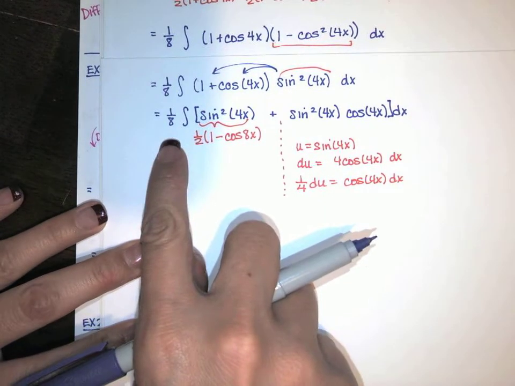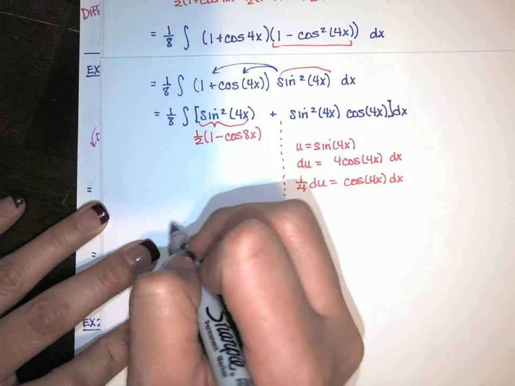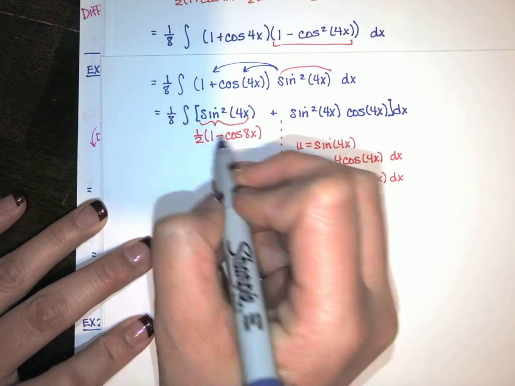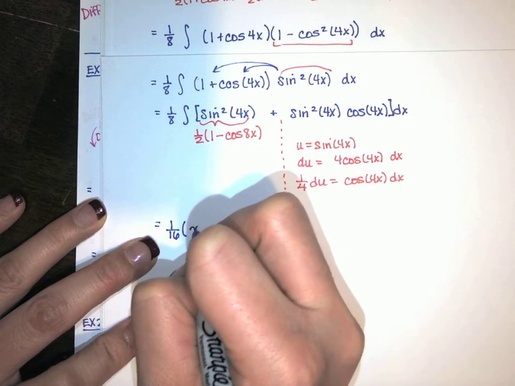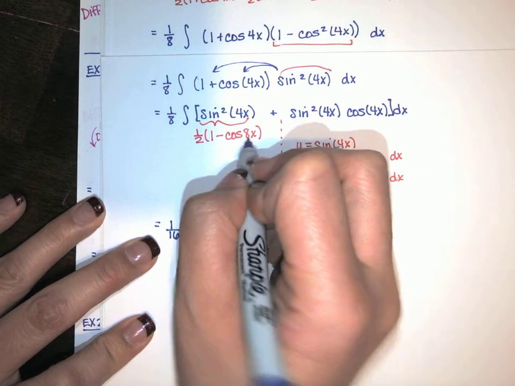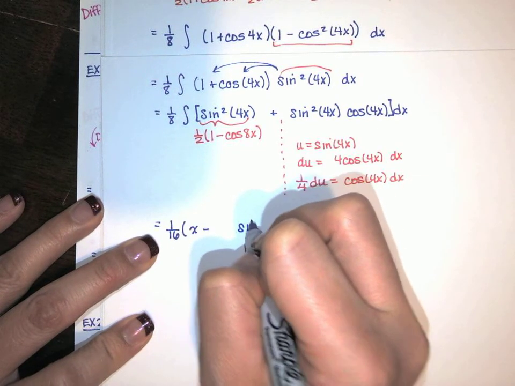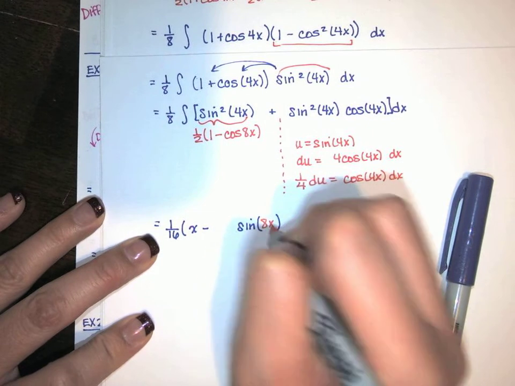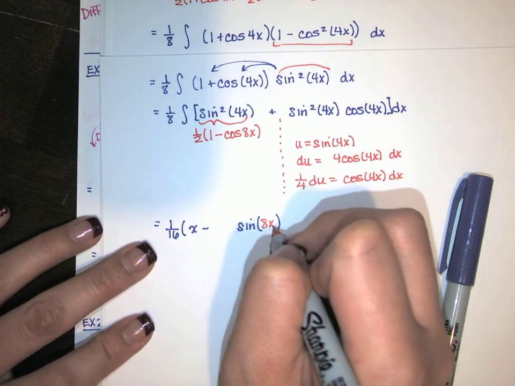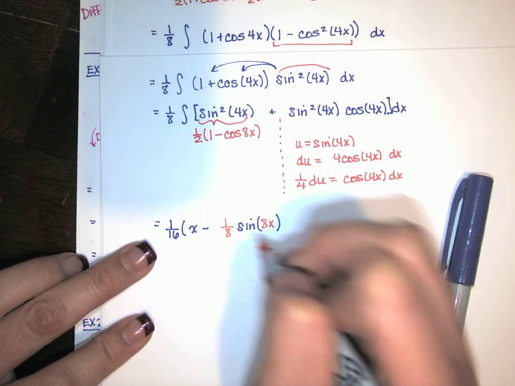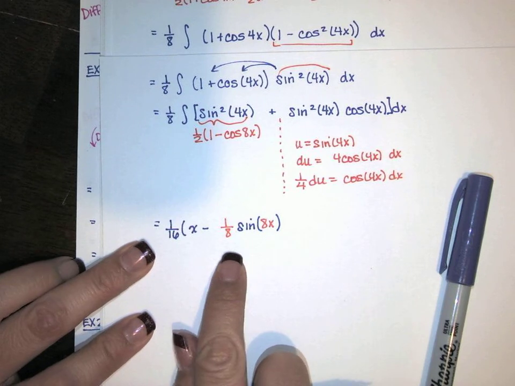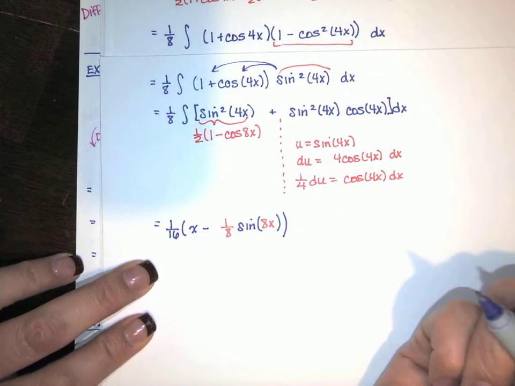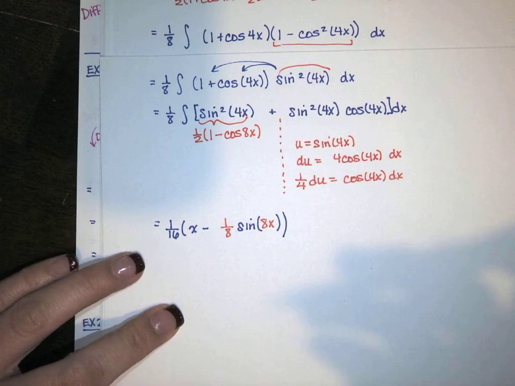I've got 1/8 times 1/2, which is 1/16. And the antiderivative of 1 is just x. The antiderivative of cosine of 8x is sine of 8x. Because of the 8 inside, I've got to divide by 8. Anytime we have a kx inside, we divide by the k when we antidifferentiate. So that's that one part. Now let's do the other part.